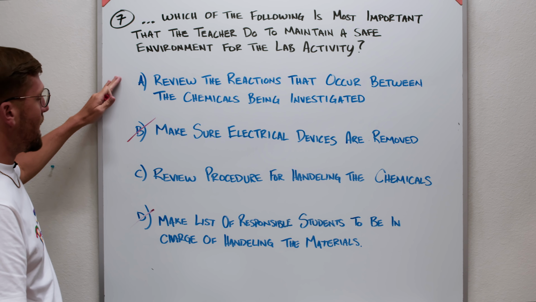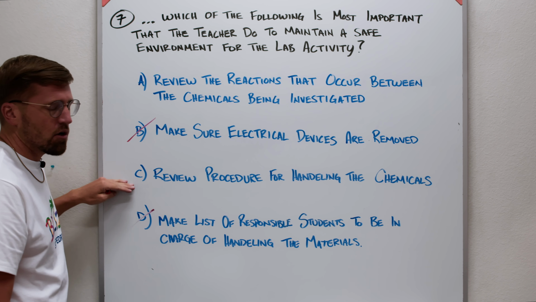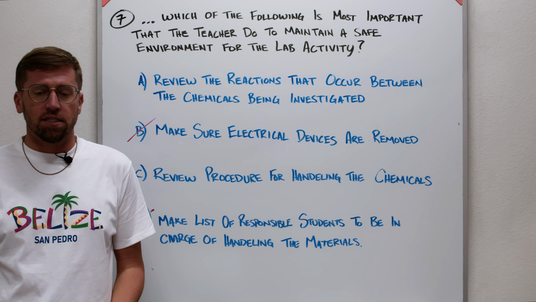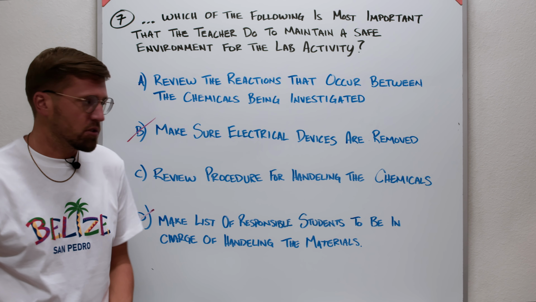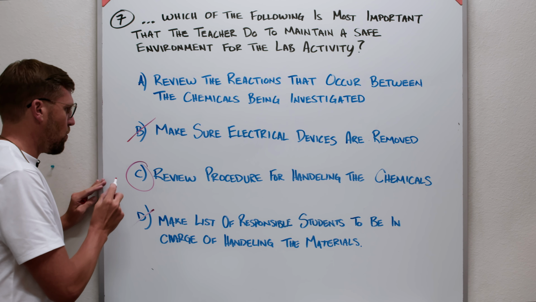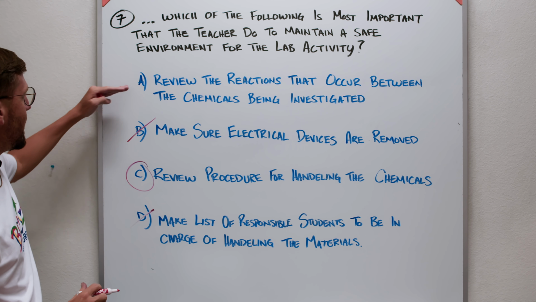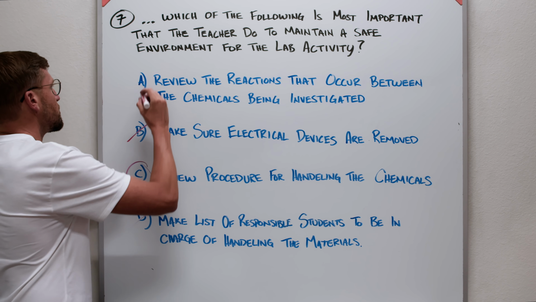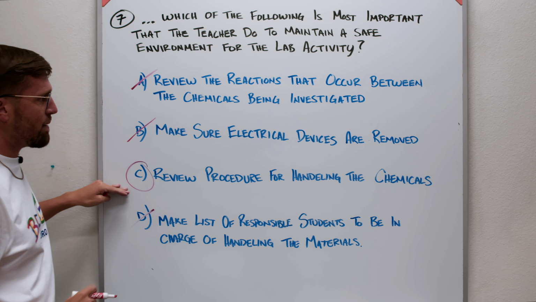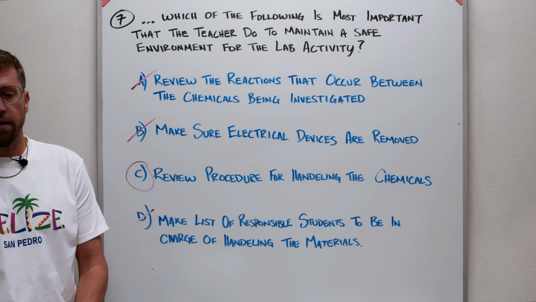A says review the reactions, or C says review the procedures for handling the chemicals. What is going to be the cause of safety in this lab? If anything, it's going to be the chemicals. We are going to want to get our information from the safety data sheets about the hazards for whatever chemicals we're working with. So even though A is a good step as far as lab safety is concerned, what's most likely to harm us are the chemicals. So let's make sure that we know how to handle the chemicals properly. And that was number 7.